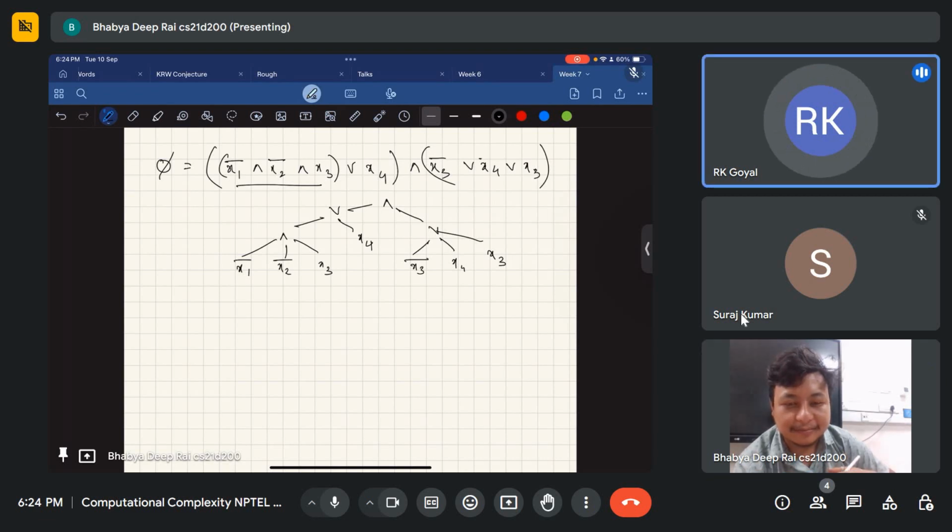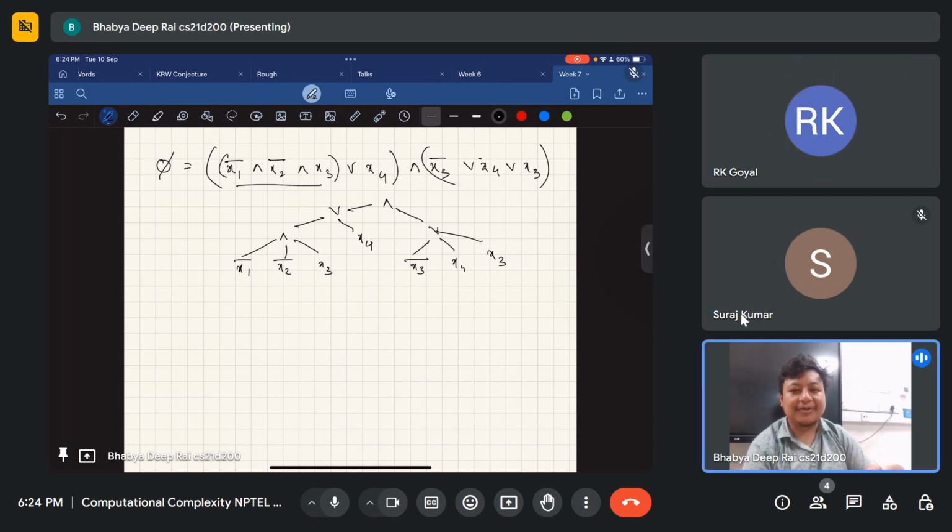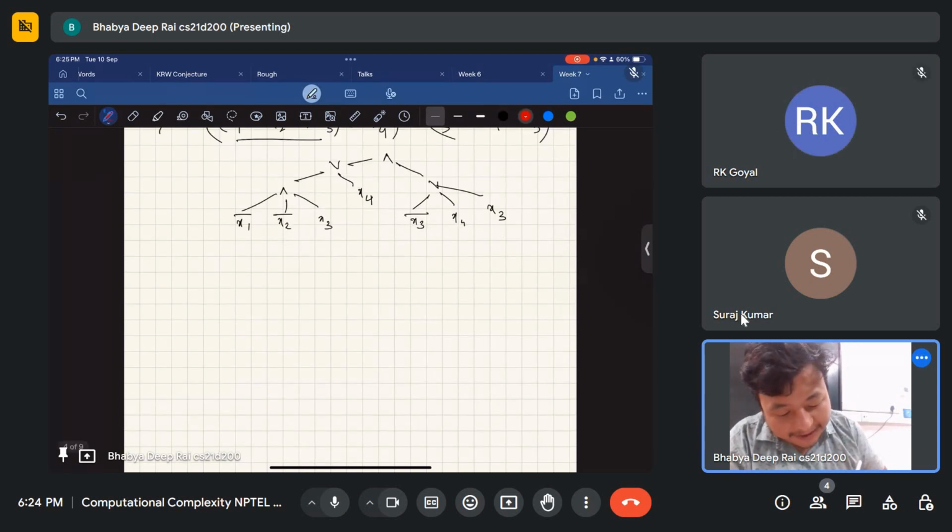Yes, and because you use the term non-uniform here, I do not understand the difference between the uniform one and the non-uniform one. Sure, I'm coming to that. Okay.